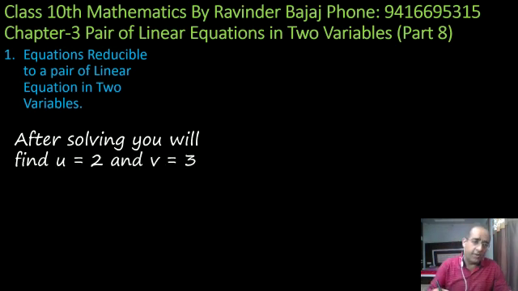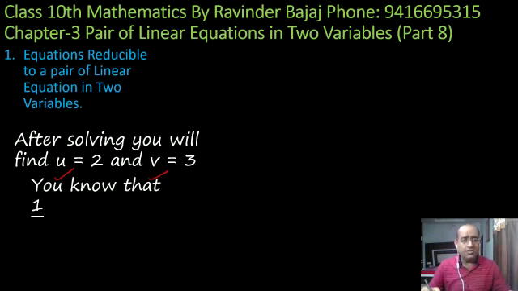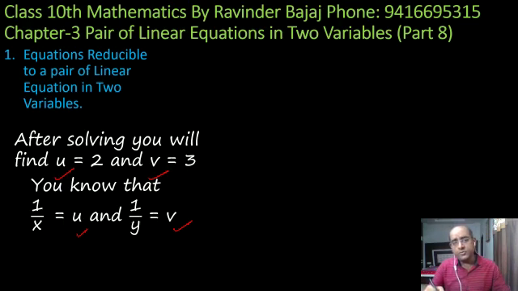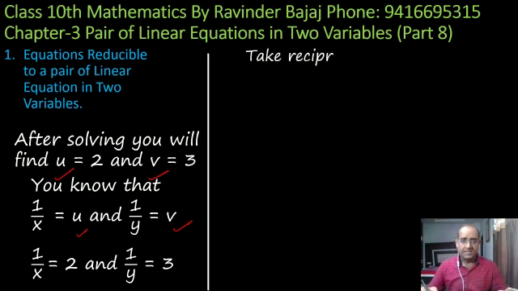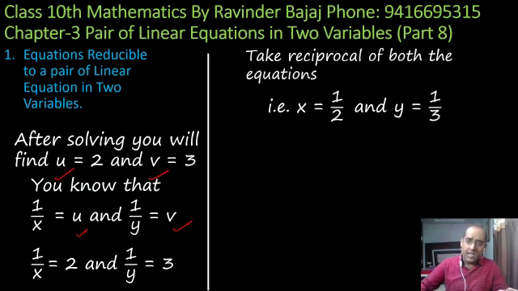After solving, you will find the value of u as 2 and the value of v is equal to 3. You know, at the time of substitution, 1 upon x is equal to u and 1 upon y is equal to v. Now put the value of u and v to find the value of x and y. So 1 upon x is equal to 2 and 1 upon y is equal to 3. We can take the reciprocal to find the value of x and y. Take the reciprocal of both the equations, you will find x is equal to 1 by 2 and y is equal to 1 by 3. So this is the value of x and y.